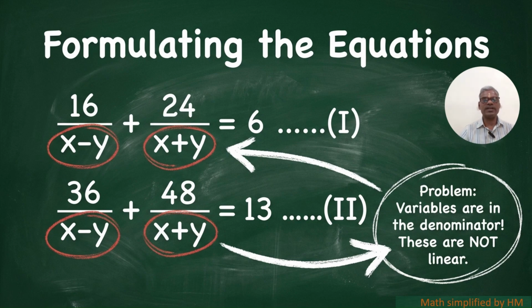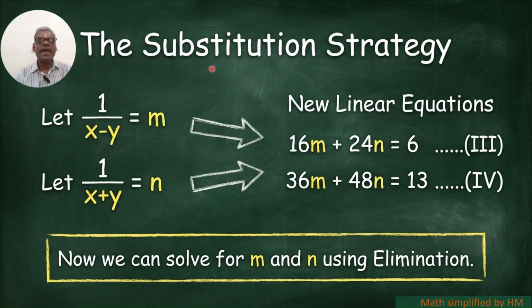So we get these two equations, but these equations are not in linear form. So we transform them into linear form by a substitution strategy. Let 1 upon x minus y be equal to m and let 1 upon x plus y be equal to n. Putting this, we get 16m plus 24n is equal to 6 as the third equation, and 36m plus 48n is equal to 13 as the fourth equation. Now we can solve for m and n using the elimination method, as the coefficients of n are multiples of 2.